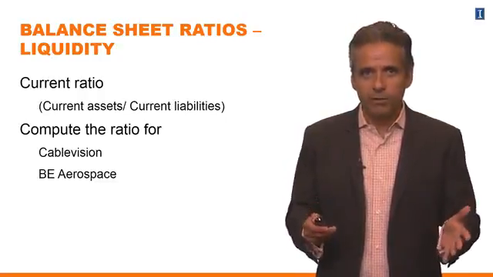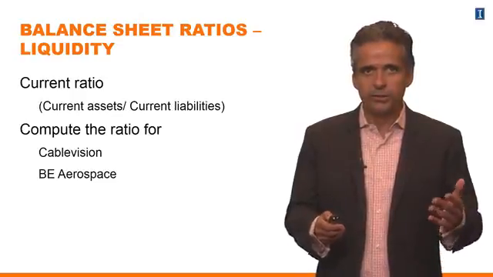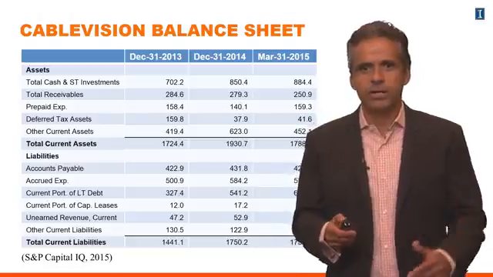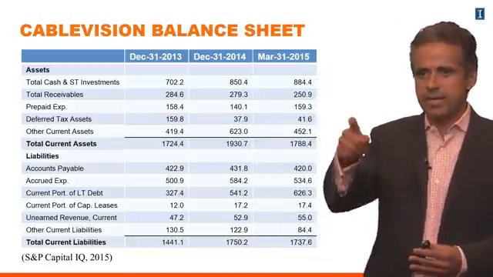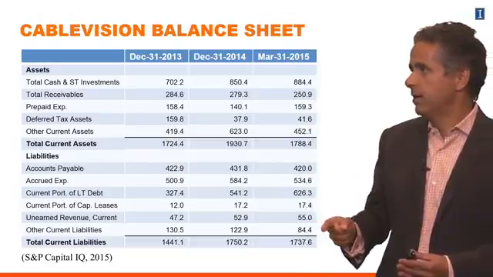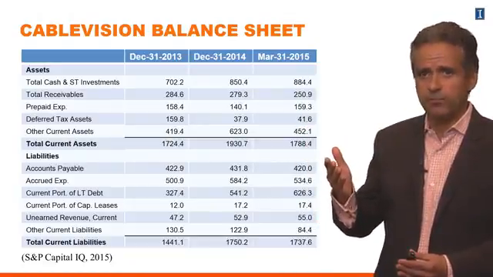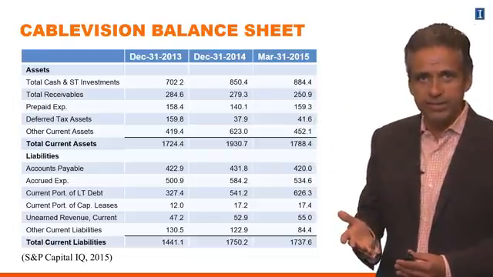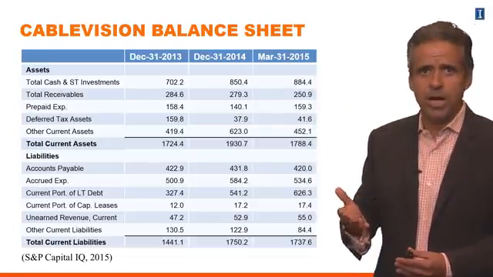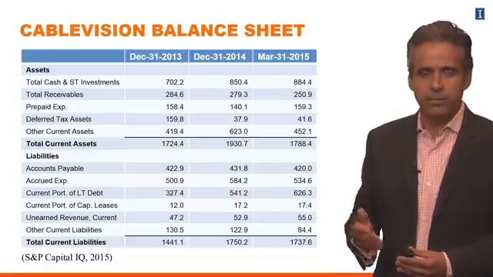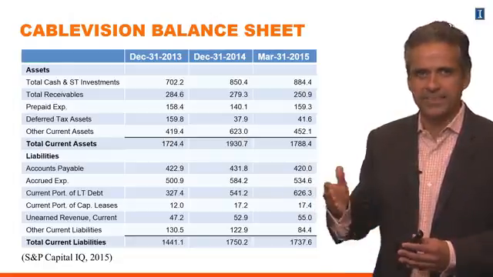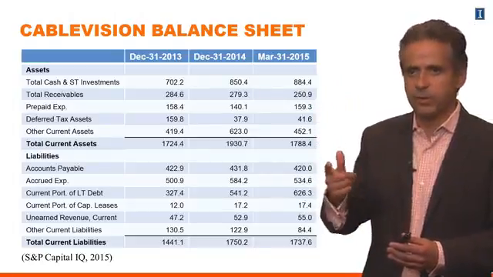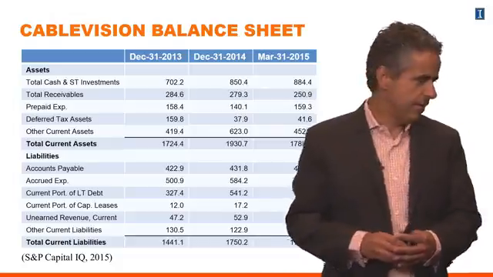As a way of illustration, let us compute this ratio for Cablevision and for BE Aerospace. Let's go here to the balance sheet. Here you can see that you have the real balance sheet for Cablevision for 3 years. We're going to focus only on the recent year for now. If you're doing this for another application, you may want to analyze the liquidity for more years. For our teaching purpose, we're just going to focus on the most recent data.